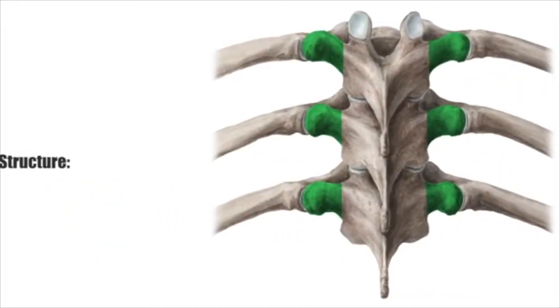Distinguishing features of the thoracic vertebrae include the presence of facets on the sides of the bodies for articulation with the heads of the ribs, and facets on the transverse processes of all except the 11th and 12th vertebrae for articulation with the tubercles of the ribs.